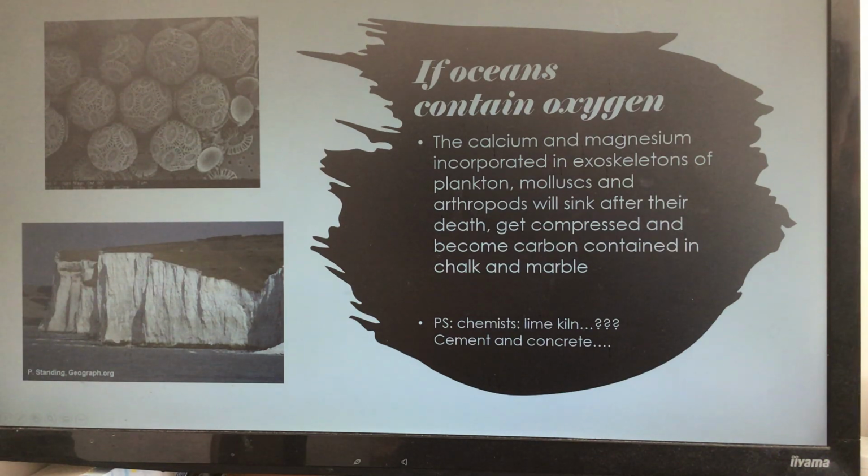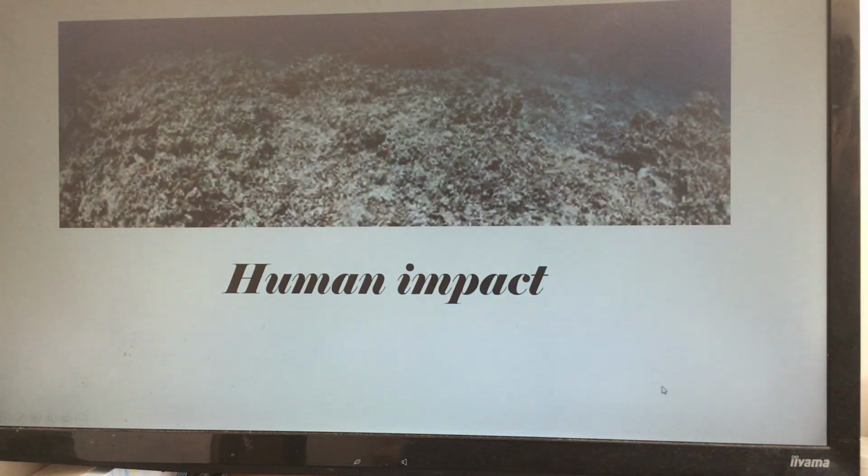This is actually a picture of chalk. This is what is in chalk. That would be a foraminifera and one of the planktons around at the time. For the chemists, a little side note, lime kiln, when you're firing limestone to get to quicklime to then make cement and concrete out of it, that process releases carbon dioxide back into the atmosphere as well. That's not needed for the biology A level, so don't panic about that.